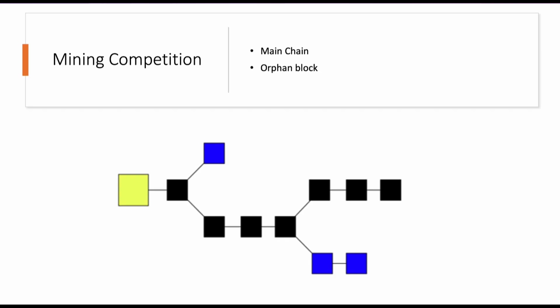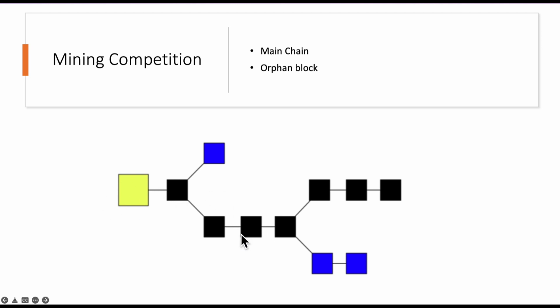You might have a question or concern: what if two miners get a new block and a right nonce at the same time? That could happen, right? Actually, this situation happens all the time in blockchain. So let's say this is the latest block, and this is the main chain, and two miners got two blocks at the same time. Then which one will be the right block for the main blockchain?